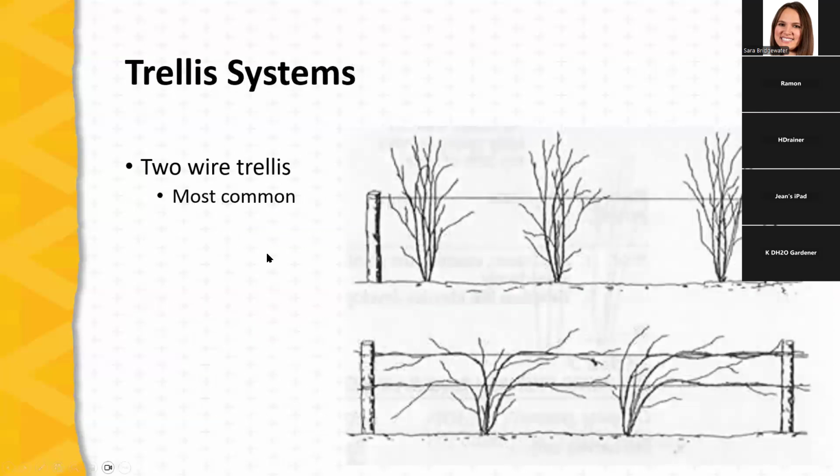As I mentioned before, there's several types, but the two-wire trellis system is the common one. And you see there how it's been arranged in this case. Sometimes you have a T on the post and you have two wires at the same height on two sides, so the plants grow in the middle and fall over those wires.